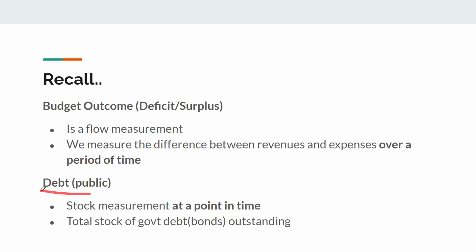Debt, however, public debt, the total stock of debt, is a stock measurement because we measure debt at a point in time. So again, we could use the same sort of thinking that we used when we were looking at Unit 3, Outcome 3. Basically, the total stock of government bonds which are outstanding, so the total stock of bonds that the government has sold. So what's the relationship between this and this? And actually, maybe what's the relationship between this and this? The relationship could go both ways.